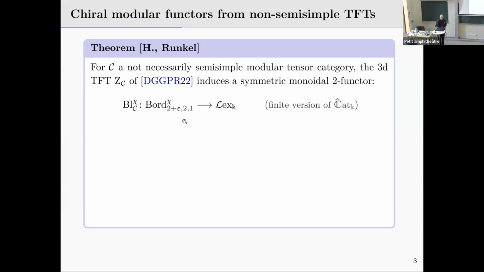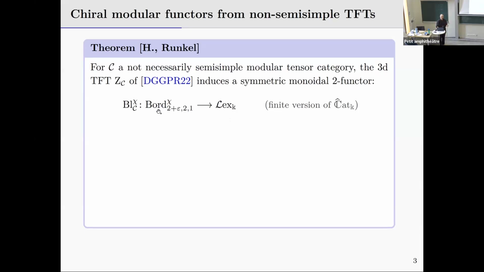So this thing here will be an assignment from our source category, which is a version of a two-dimensional Bordism category, but now with a little bit more. It's not just a Bordism category, it's a Bordism two category, to some category of linear categories. And this will essentially be a finite version of the two category of linear categories which Marco has used in his talk. Okay, so what are objects, one morphisms, two morphisms here?